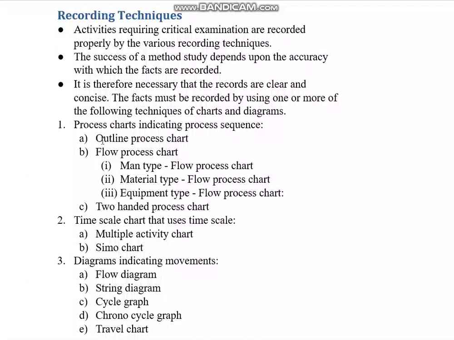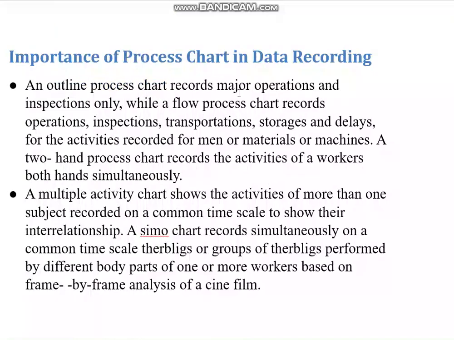Now this fellow is talking about the outline process chart. The outline process chart records major operations and inspections only. Major, this word is important, major. Small things will not be considered in an outline process chart.